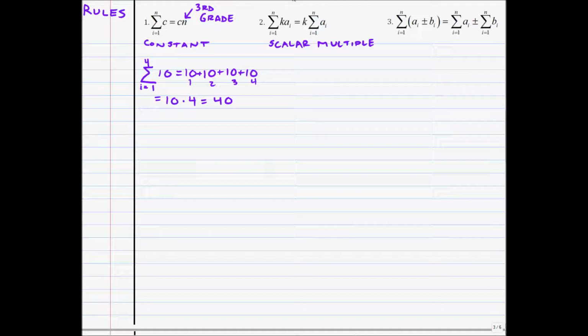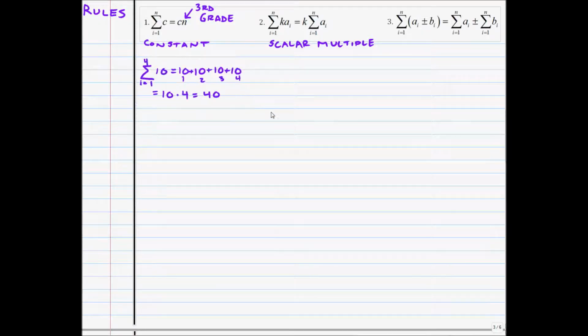So let's think about this a little bit too. Let's say we're adding up the sum from i equals 1 to 3 of, let's go 3i. So we're adding up multiples of 3. What would that look like? Well, first of all, we'd have 3 times 1 plus 3 times 2 plus 3 times 3. We can see that that ends up being equal to 18. It comes out pretty quickly.